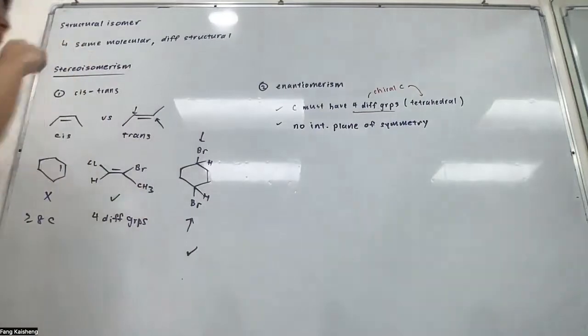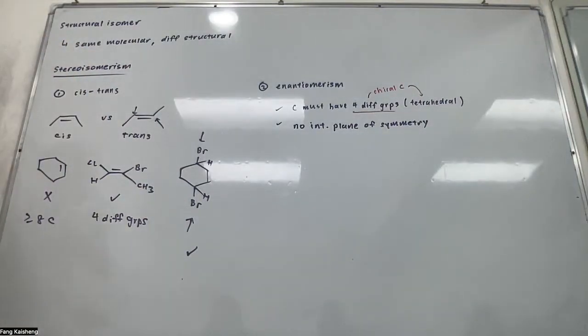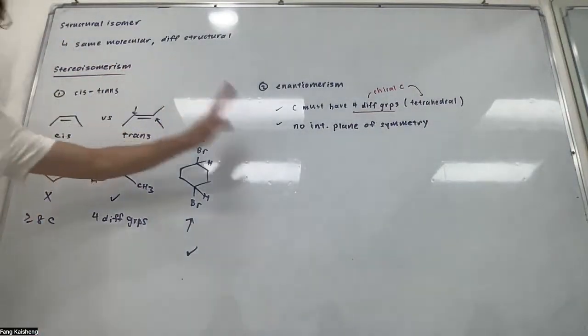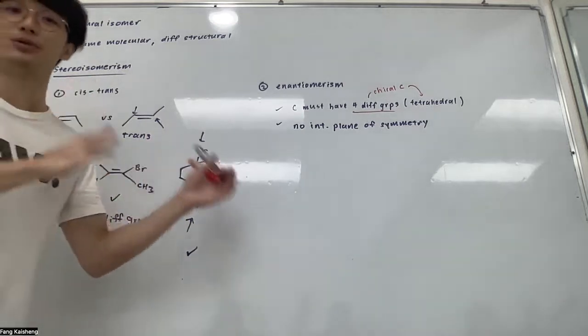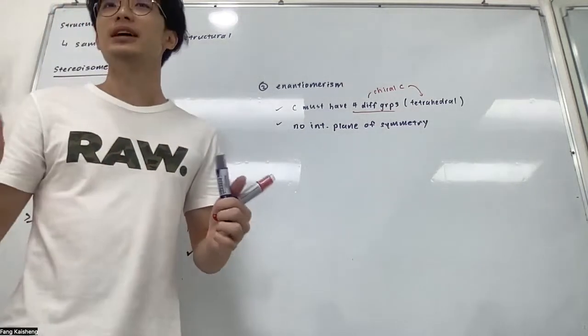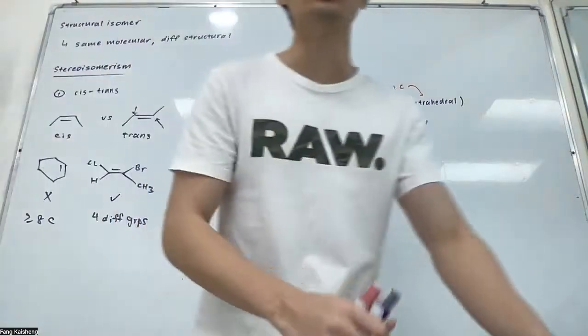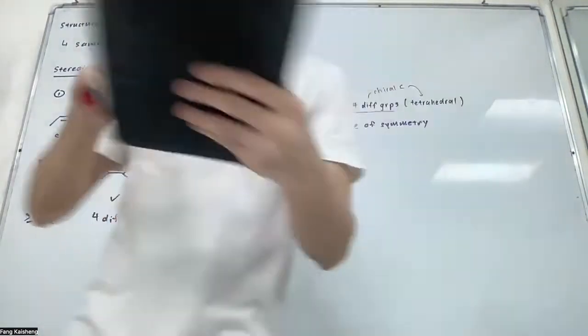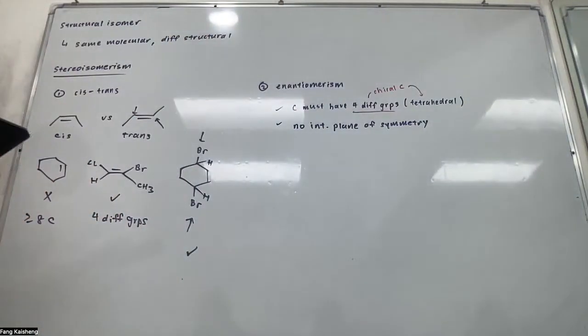Okay, other than that, not much more for enantiomerism already. The rest is all about drawing of the mirror images, which we will discuss later. Any questions? If there are no questions, we're just going to go straight into our tutorial. Then we will see what all this means.